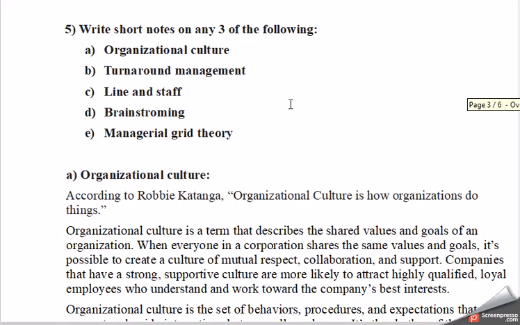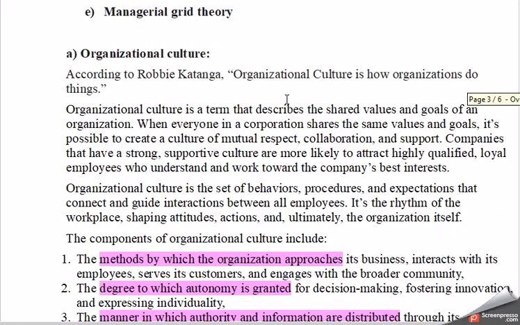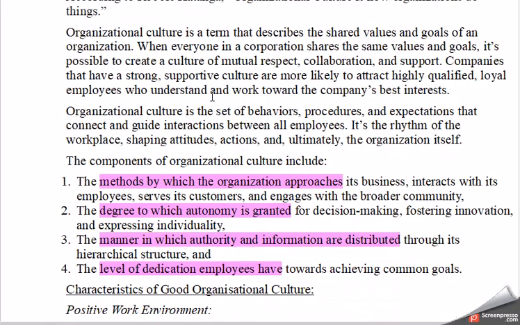The next question is: write short notes on any three. So the first one is organizational culture. What is organizational culture? Organizational culture is how organizations do things. Organizational culture is a term that describes the shared values and goals of an organization.